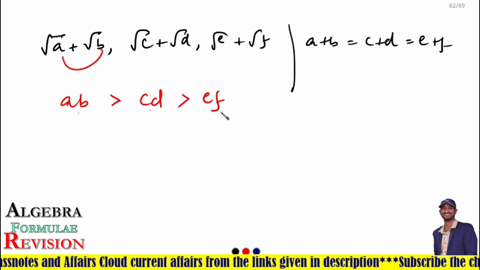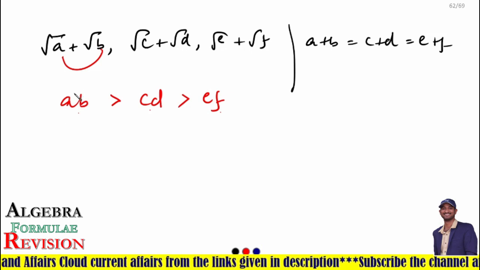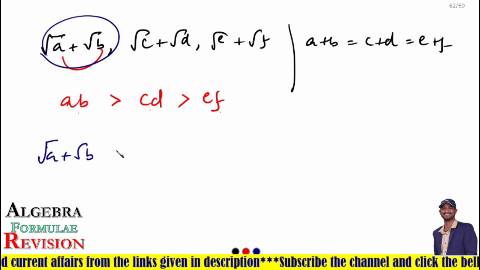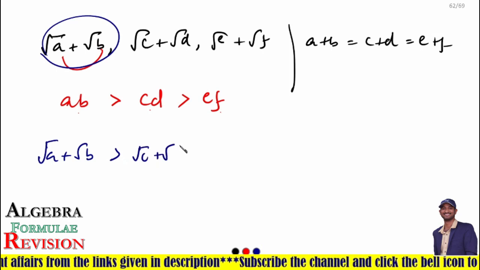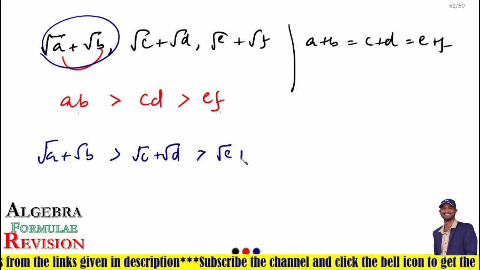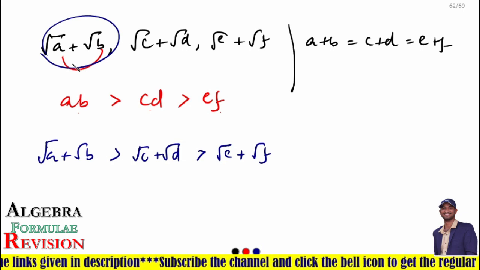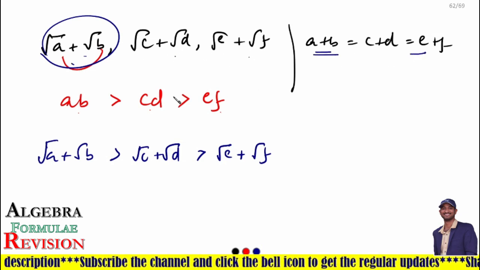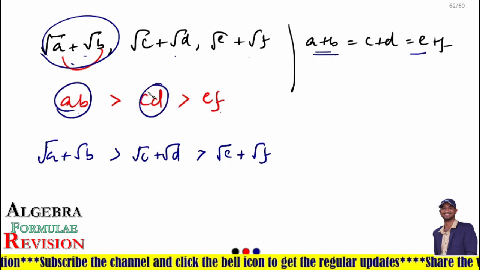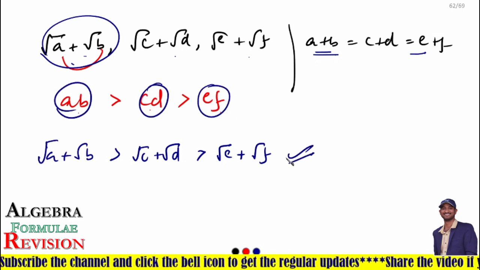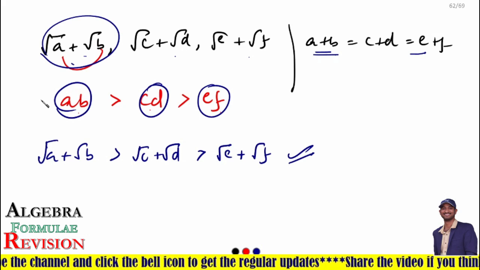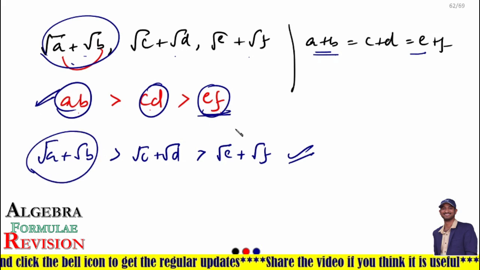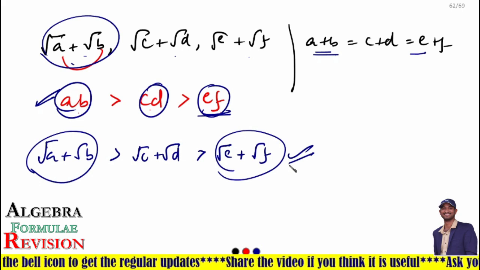And one more condition, the products AB, CD, EF follow a pattern like this: if AB is greater than CD is greater than EF, then definitely the first surd root A plus root B is greater than root C plus root D is greater than root E plus root F. Whenever the sum of these surds is given and the sums of the values are equal, based on the product of these values we can say the order of the surds. Which product is maximum, that surd is the highest. Which product is the least, that surd is the least surd.